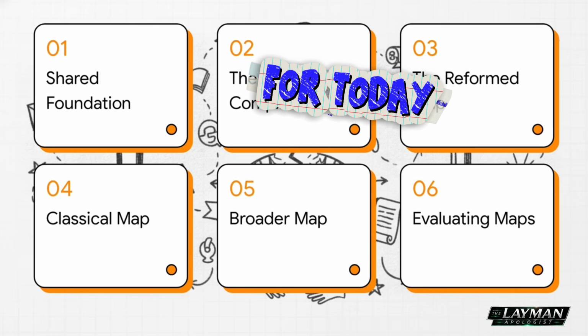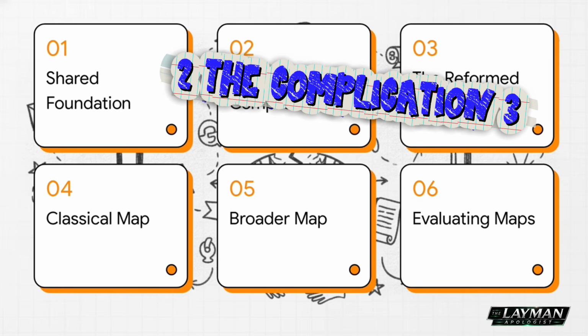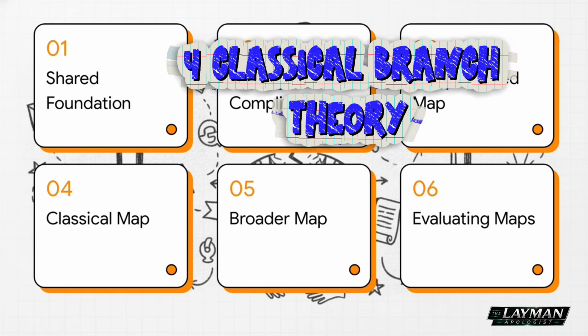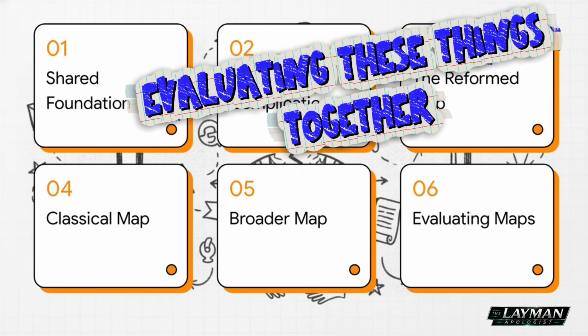So here's your path for today. 1. The shared foundation. 2. The complication. 3. Looking at the Reformed view. 4. Classical branch theory. 5. The broader branch theory. 6. Evaluating these things together.